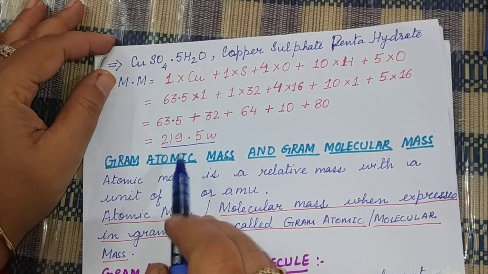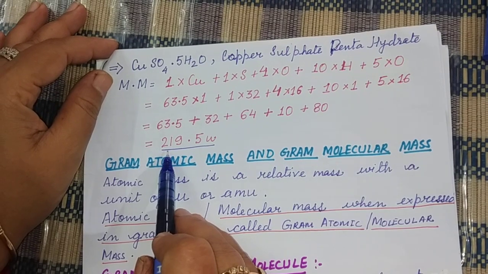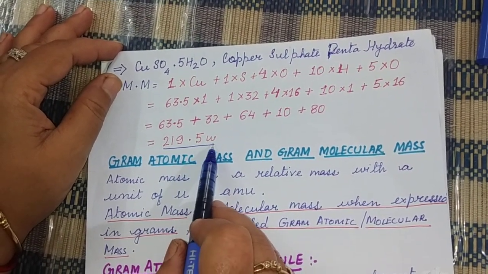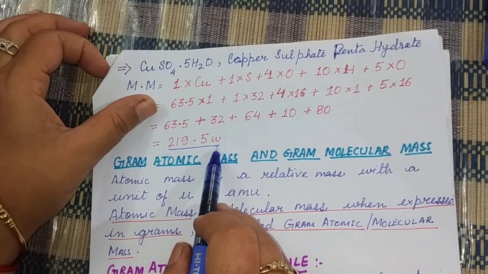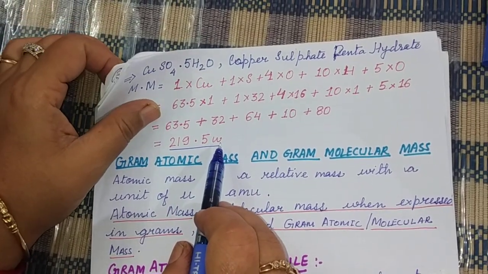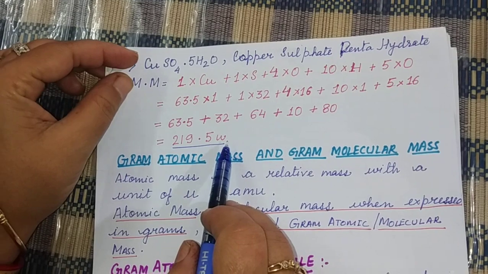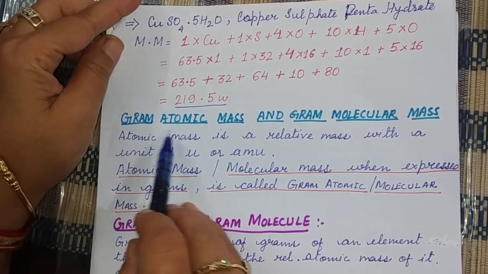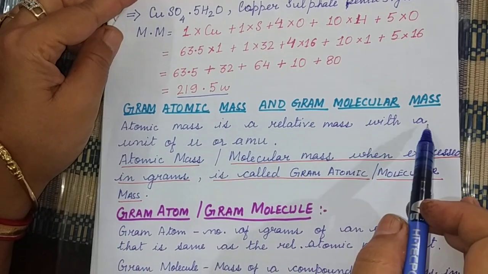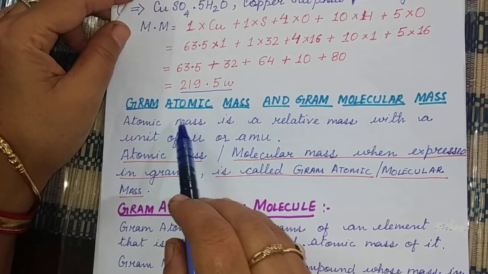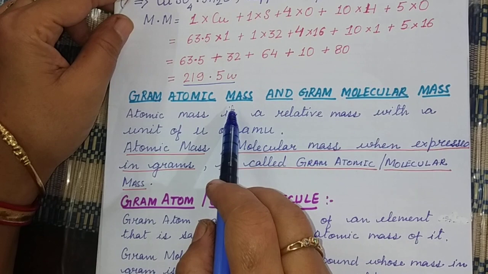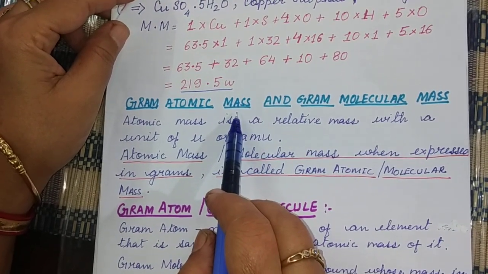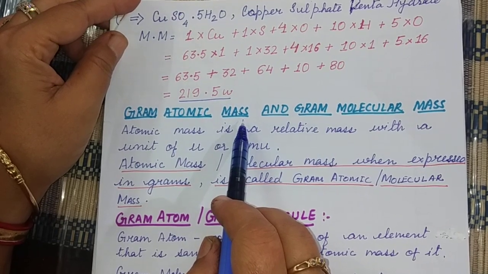Now by putting the values, we get the molecular mass of copper sulfate .5H2O as 249.5 U. So this is how we can find out the molecular mass of various compounds. Now coming to the two new terms, gram atomic mass and gram molecular mass. As you know, the atomic mass has the unit as AMU or U, that is unified mass.